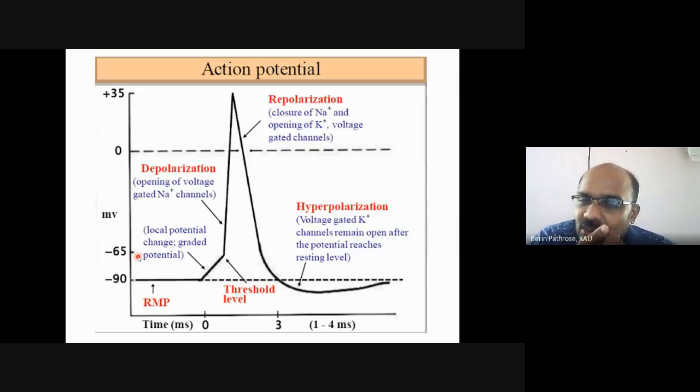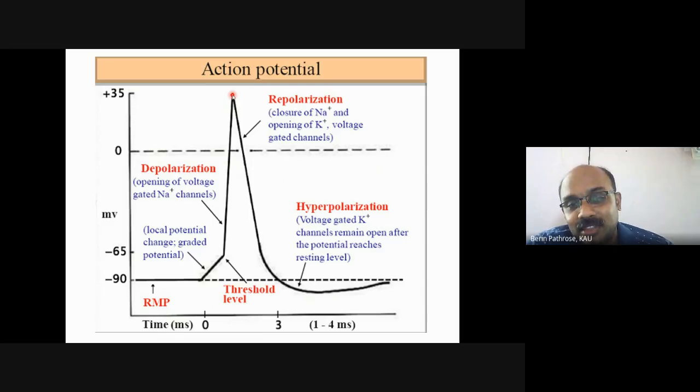Just for your recollection of what you have studied, I put up a picture. So this is the rising phase of the action potential that you might have studied. This is called the depolarization phase, wherein the sodium channels open and the sodium ions move in. Then once it reaches about plus 35 millivolts, the sodium channels close. We have seen how the inactivation gate of the sodium channel closes it. Potassium channels respond very slowly.